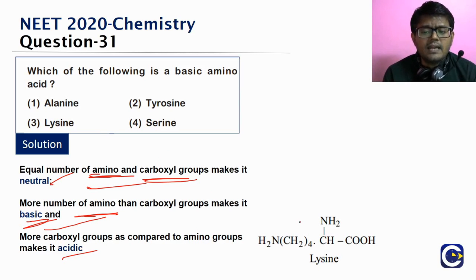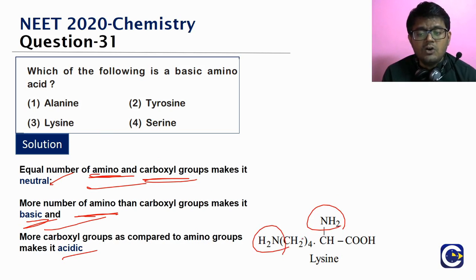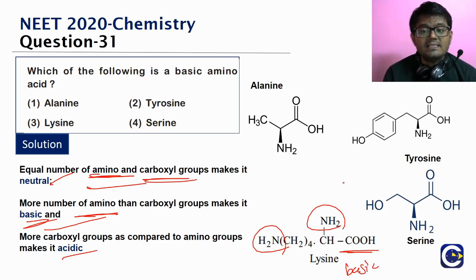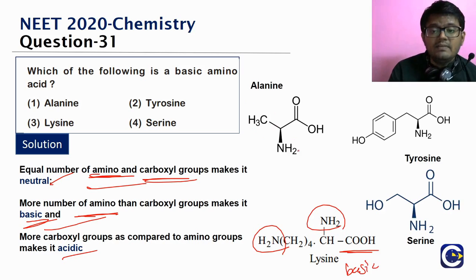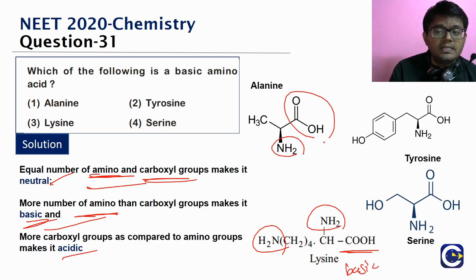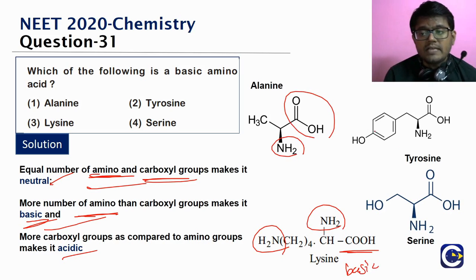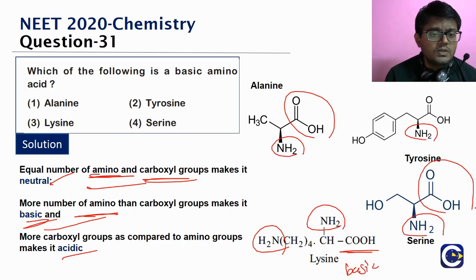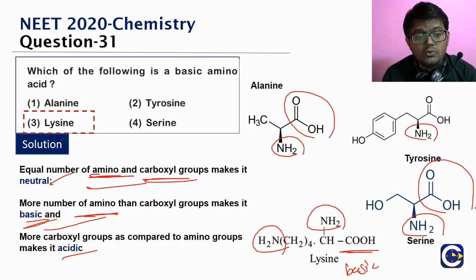Okay. So if you look at lysine, lysine will have more number of amino groups. You can see lysine is having how many amino groups? 2 amino groups. How many carboxyl groups? Only 1. So number of amino groups is more. Means what? This is going to be what? Basic. That is what we are looking for, right? Whereas if you look at alanine, alanine will have what? 1 amino group and 1 carboxyl. Tyrosine also will have 1 amino and 1 carboxyl. Serine also will have 1 amino group and 1 carboxyl group. So the only one that is having 2 amino groups is lysine, and that is going to be the basic.